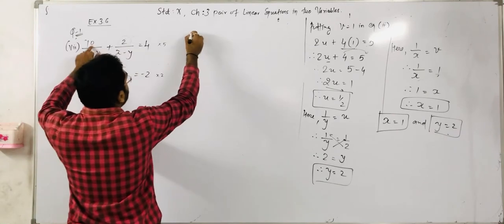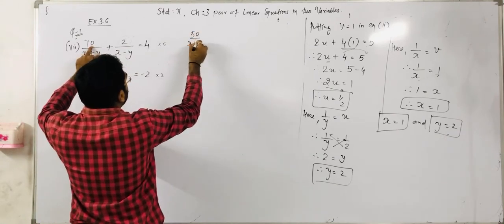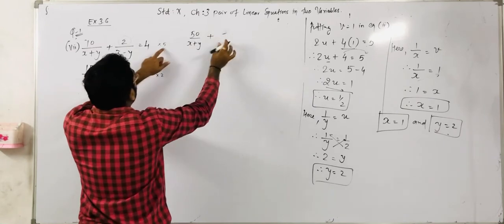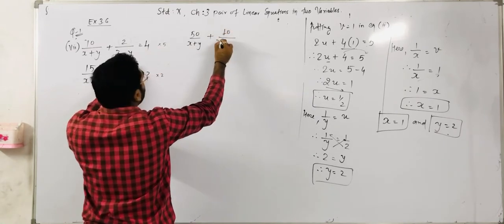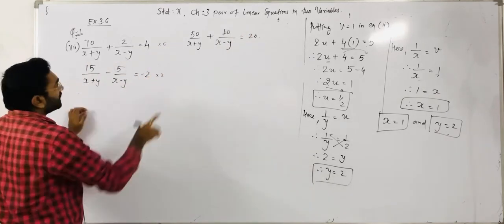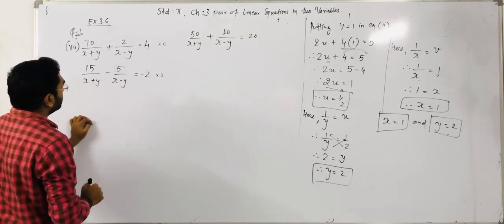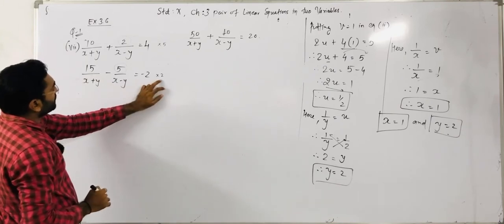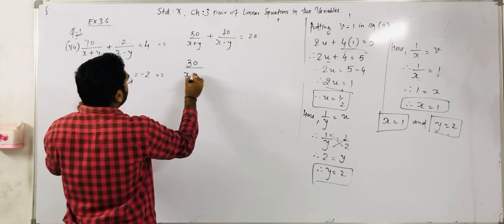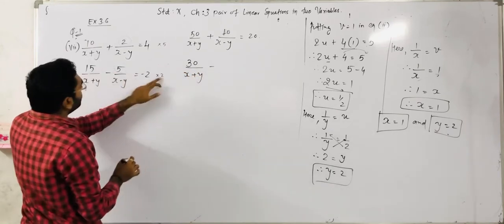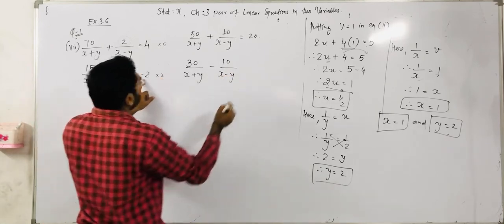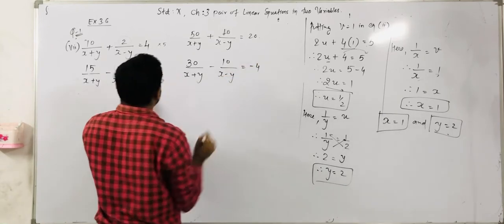5 into 3 means 15 upon x plus y, plus 2 into 5 means 10 upon x minus y, and 4 5s are 20. Right now I am applying the elimination method. The other equation we need to multiply by 2. So 2 into 15, 30 upon x plus y, minus 5 into 2 is 10 upon x minus y, and 2 into 2 is 4.